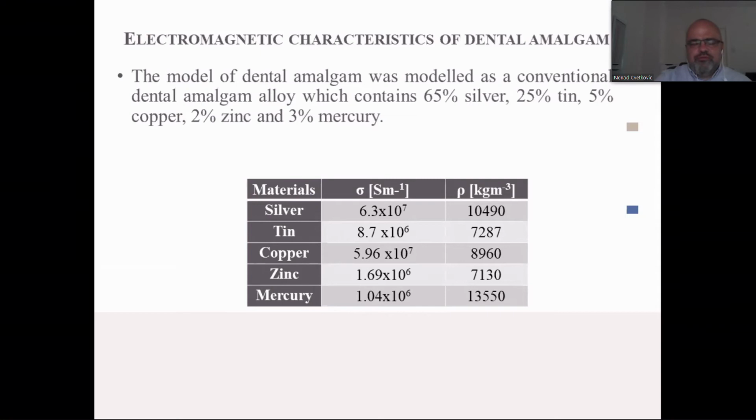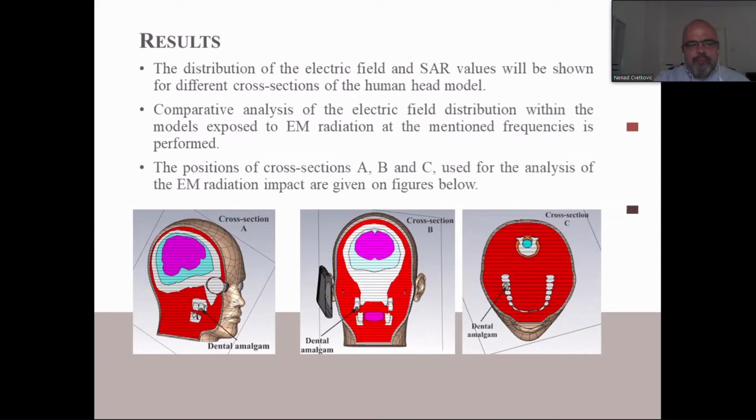So when we are speaking about results, results are defined for three different cross-sections of the head.